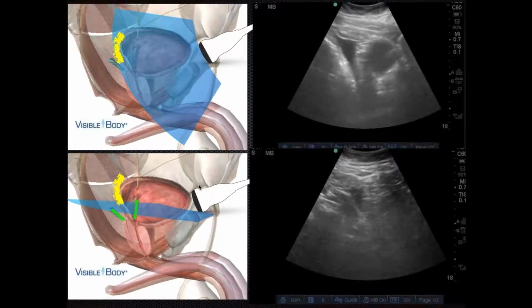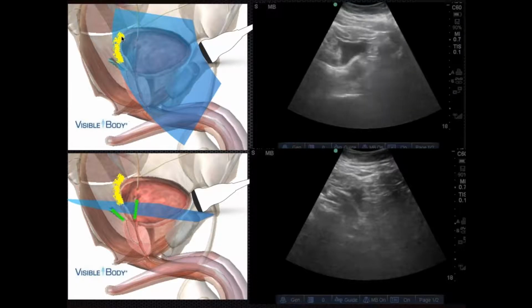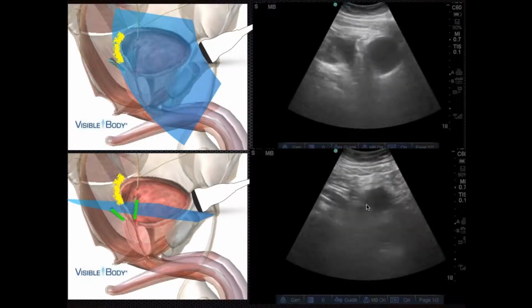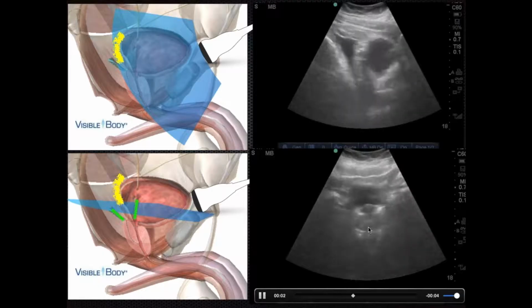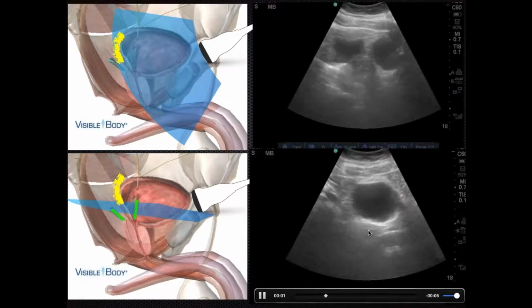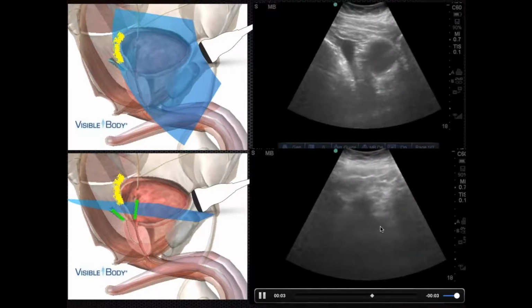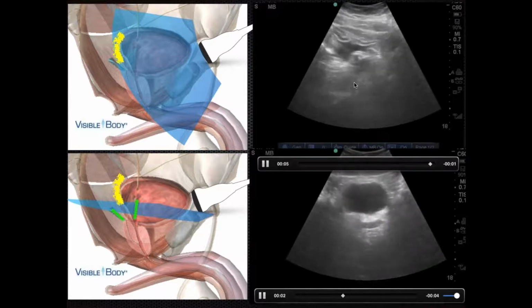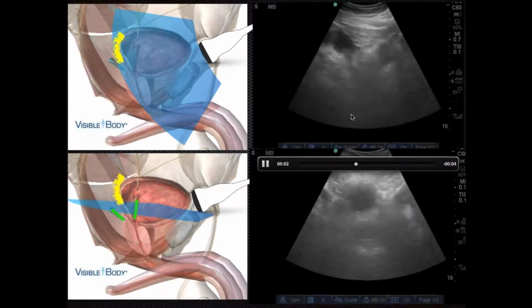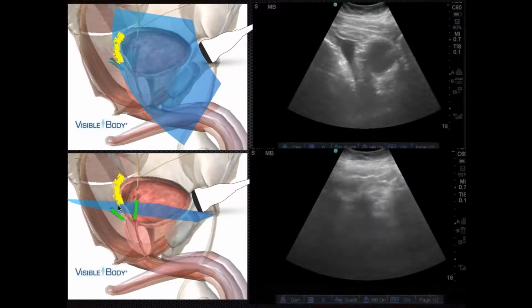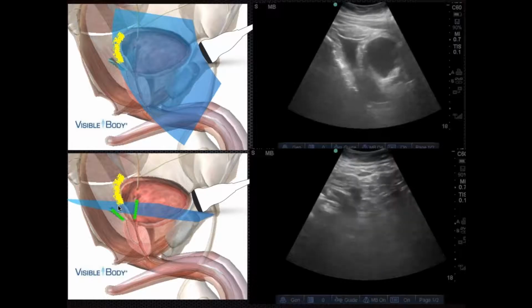In a transverse plane, it's actually harder to pick out because you're not looking at a long stripe of fluid. You're cross-cutting it. So if you happen to have a small amount of fluid, it may be very difficult to identify. And you don't want to mistake the seminal vesicles for intra-abdominal fluid. Generally, the longitudinal view is preferred for truly identifying fluid. But if you have large amounts of fluid, it will show up quite nicely in the transverse plane as well.